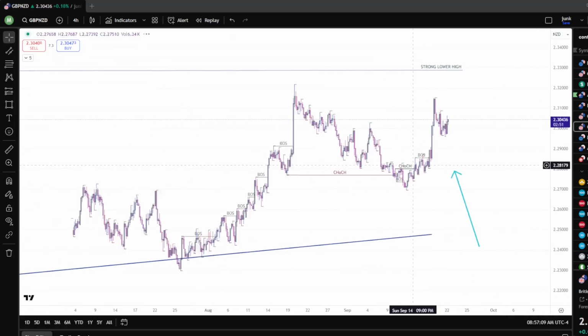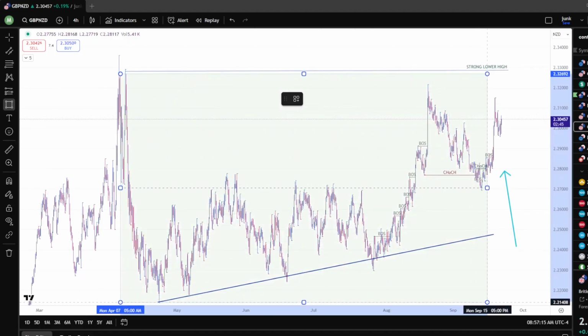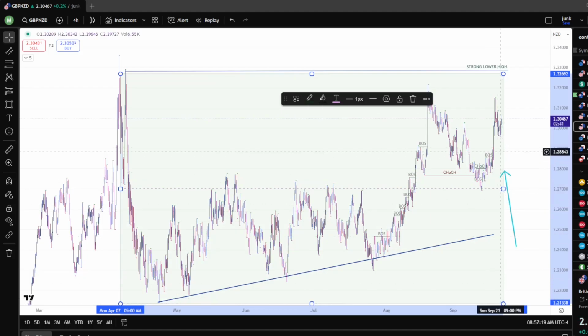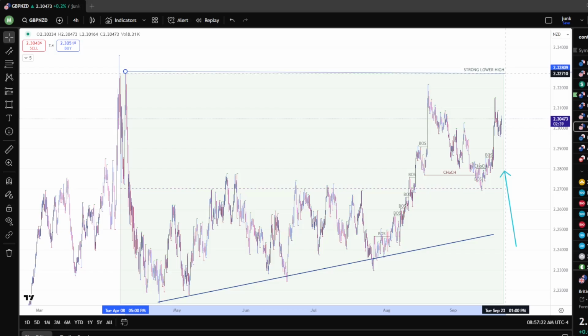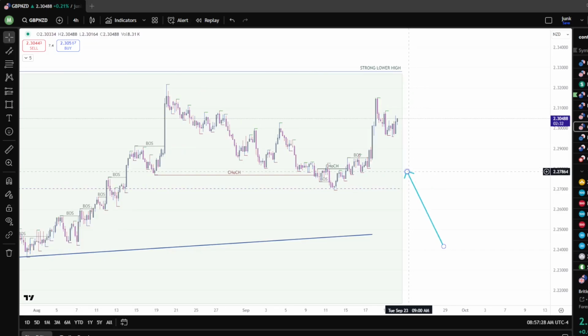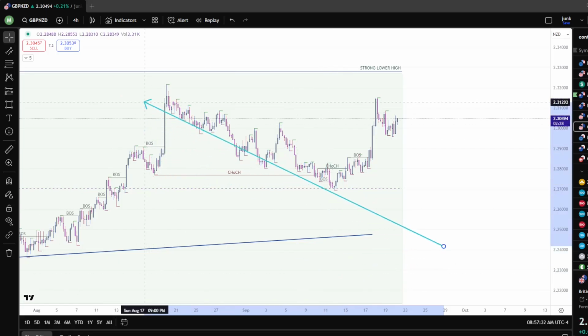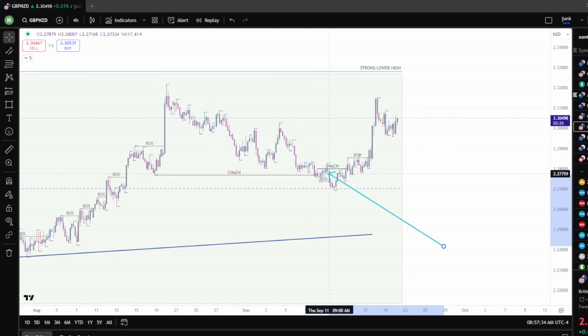GBP NZD, let's go map out the current range. And of course, that being the lower high up here. And of course, prices started, overall swing structure bearish. Prices started to retrace back down, making lower lows, lower highs, and lower lows.